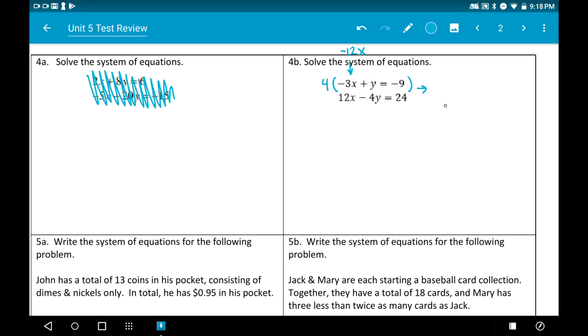And that's going to give me 4 times negative 3 is negative 12x. 4 times, this is a 1, so 4 times 1 is plus 4y. Then don't forget to multiply this last number here. So 4 times negative 9 is negative 36. Then we aren't going to change this bottom equation, so I'm going to rewrite it the exact same. So 12x minus 4y equals 24.